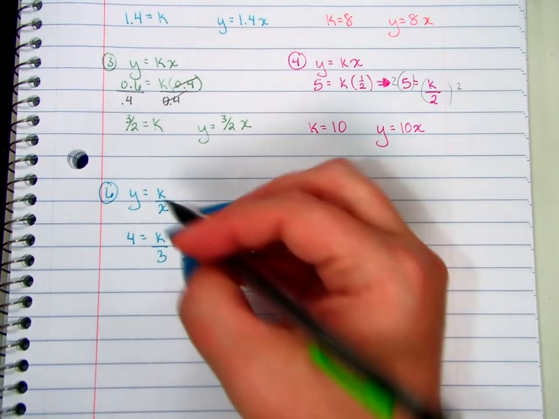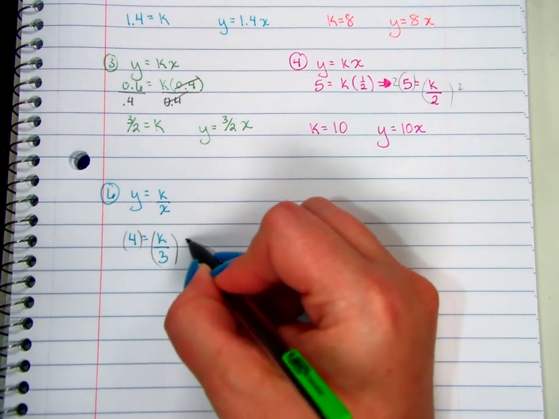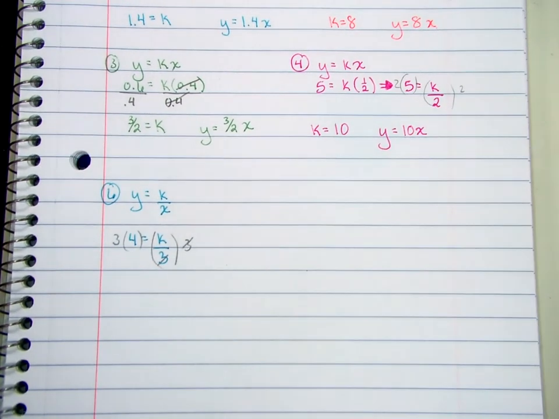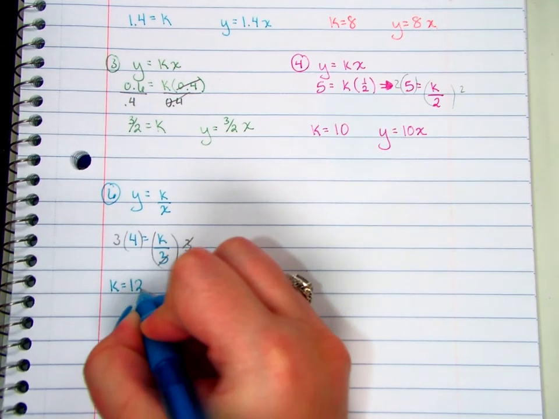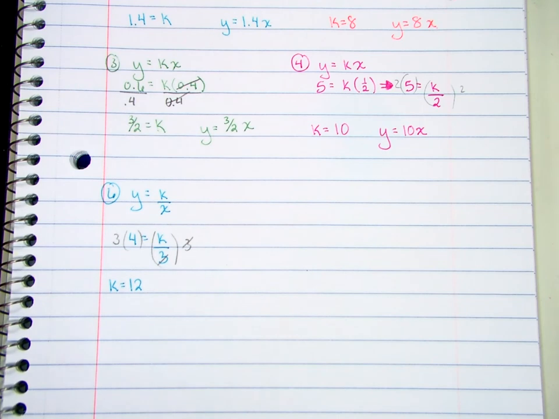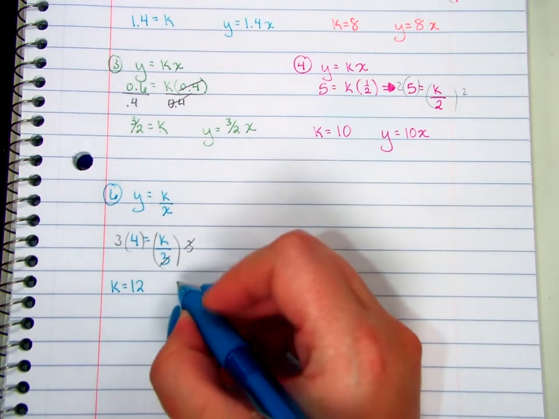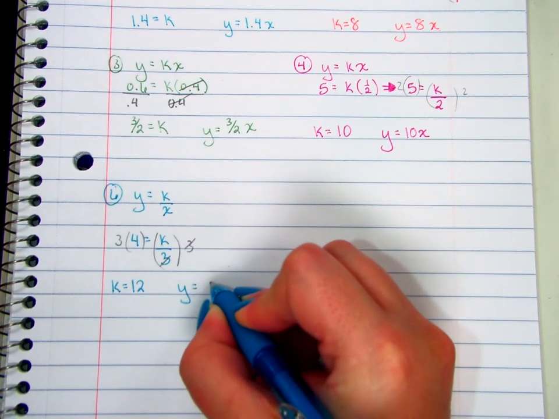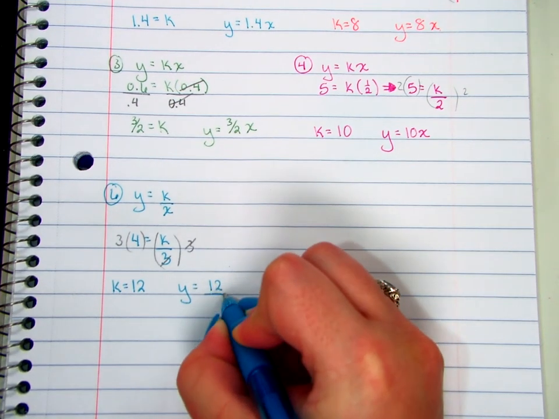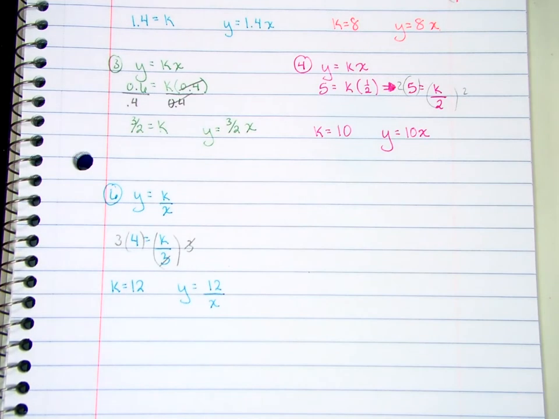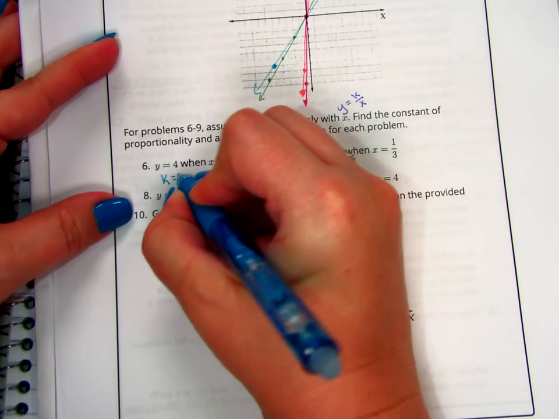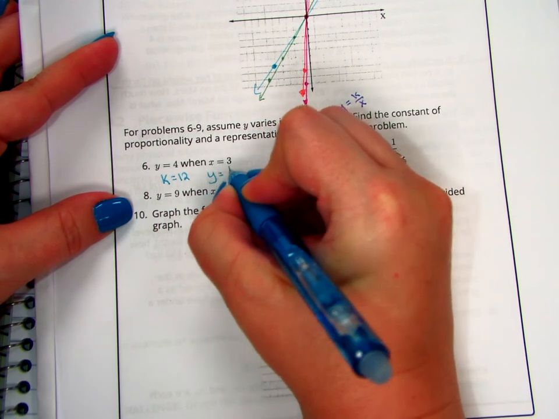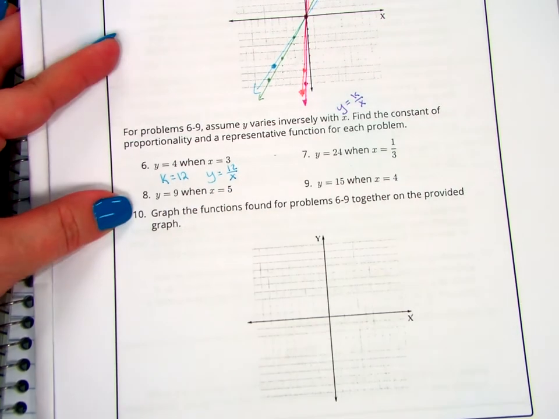How do I get rid of that 3 that's in the denominator? Multiply by it. So what is k? K equals 12. No. Really? Did you say y equals 12x? Yeah. No. It's inversely, so y equals 12 over x. Inversely. So k equals 12 and y equals 12 over x.